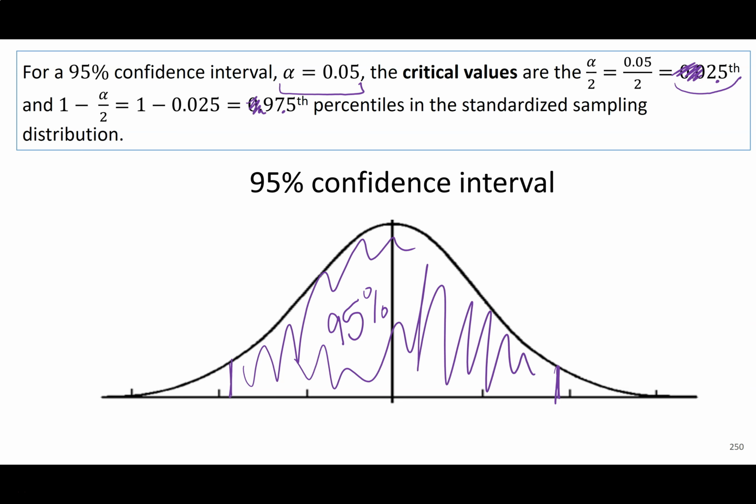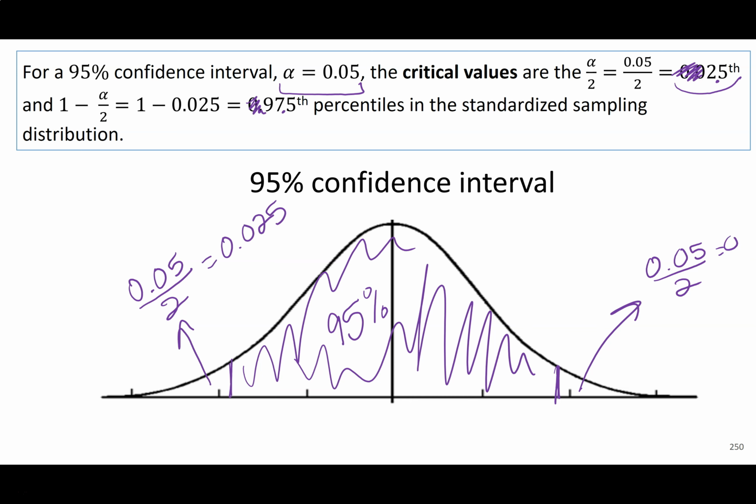So you want the middle 95% of this distribution, which means I still have 5% out in the tails. Since it's perfectly symmetric, I need that 5% divided between the tails. So 0.025 in each tail.